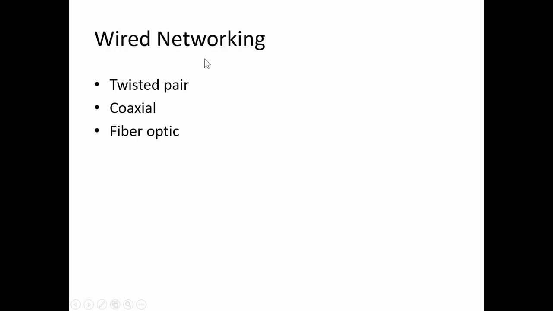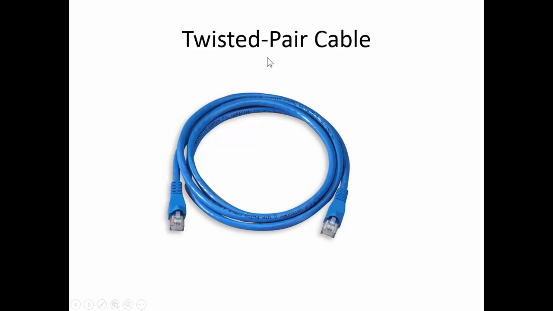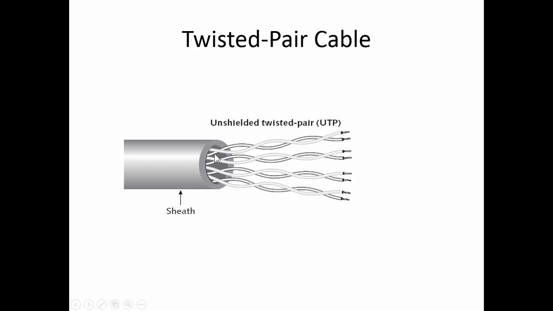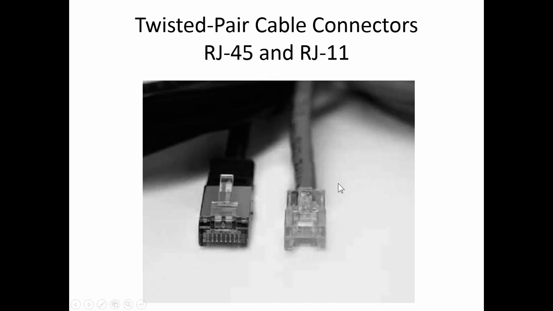In wired networking, we have three general types of networking: twisted pair and coaxial, and they are both made out of copper, and fiber optic cabling. This is a twisted pair cable here, and it just looks like a regular old Ethernet cable. It doesn't look twisted to me. But if you cut the cable open, you see it has 4 pairs of twisted wires. That's why they call it twisted pair cabling.